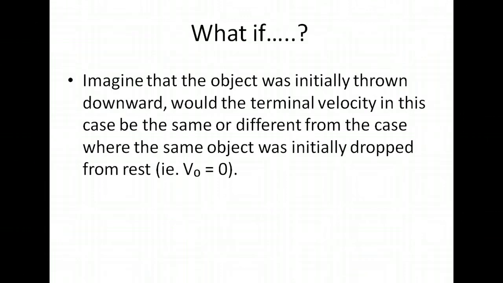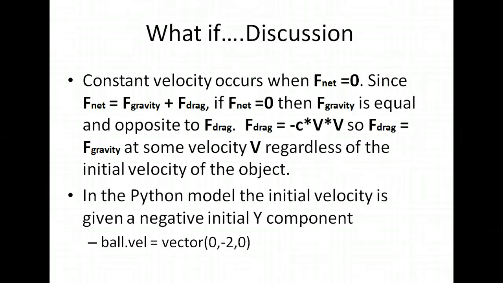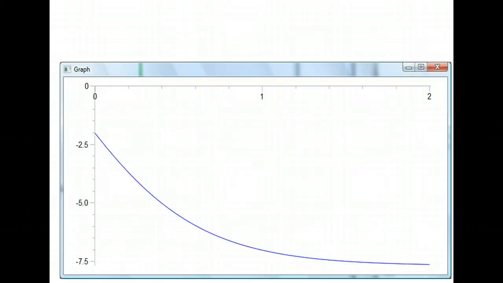What if you throw the ball down? The object has a terminal velocity when the net force is 0. That means the drag force is opposite to the gravity and they add to 0, and this happens at a specific velocity, so this should not depend on whether the initial velocity is 0 or some other value. And when I do that, adding a downward velocity to my model, that is exactly what I observe. And that is the end of Lab 2. Thank you very much.